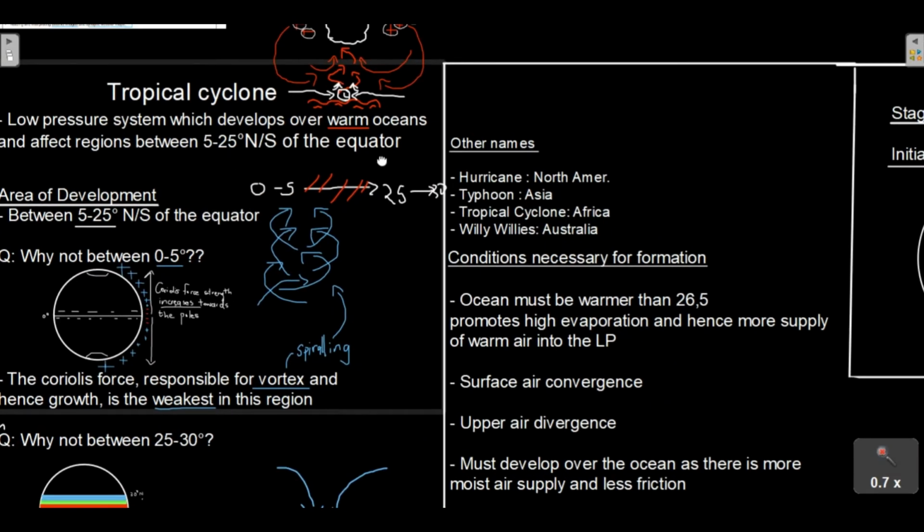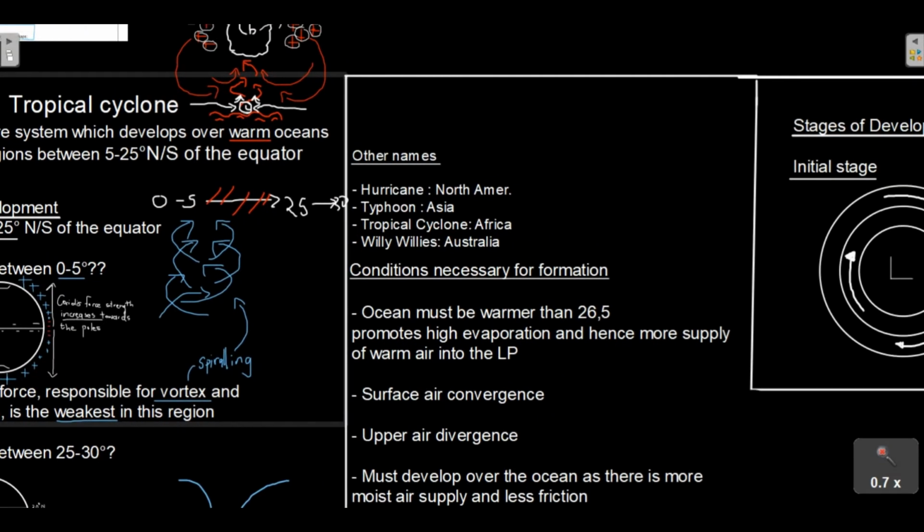What about other regions? It does not have only one name. In North America, they call it the hurricane, and in Asia, they call it the typhoon. Of course, in Africa, they call it the tropical cyclone, and in Australia, they call it the willy willies. So these are the names that you should also remember. These would maybe count for a few marks, but again, guys, we have to collect every single mark that we can get.